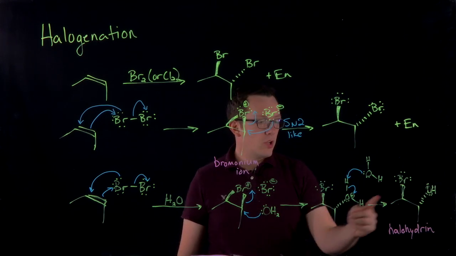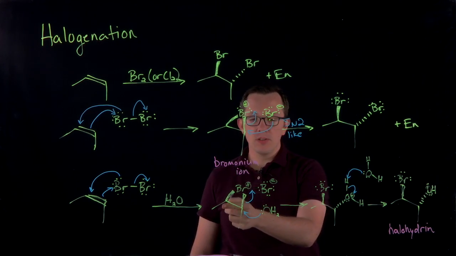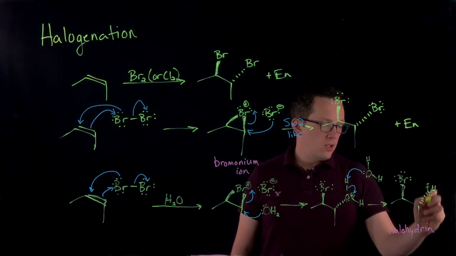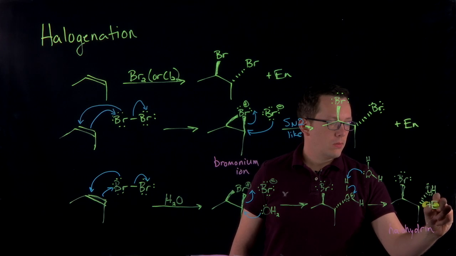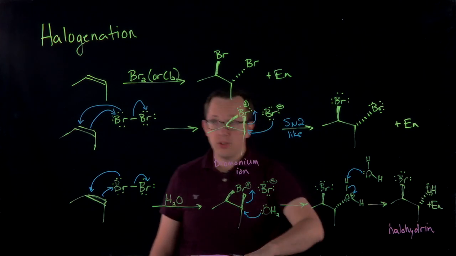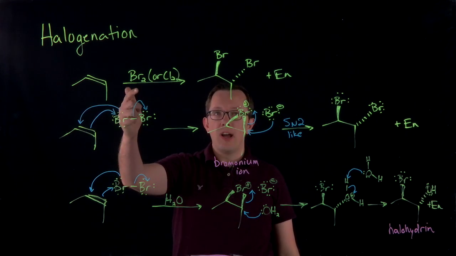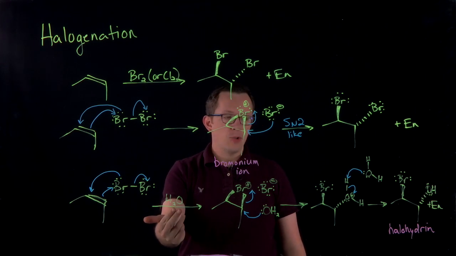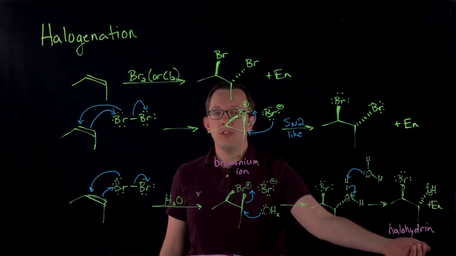Right? And of course, we could have water attack from the other side of our molecule. So we also get the enantiomer of this molecule as well. And so this is the reaction of an alkene with a halogen. You're either going to form a dibromide, or if you do this in the presence of water, you're going to result in a halohydrin.